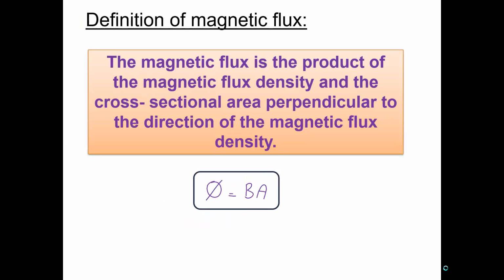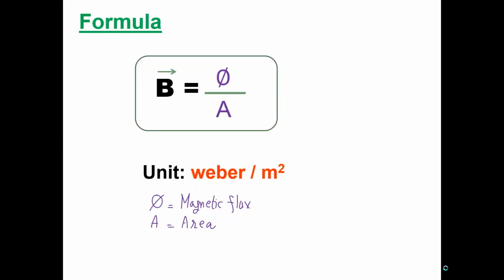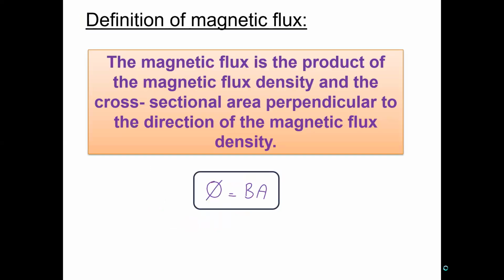Definition of magnetic flux. The magnetic flux is the product of the magnetic flux density and the cross-sectional area perpendicular to the direction of the magnetic flux density. Actually, this is coming from the previous formula, B is equal to phi upon A. So if you make phi the subject, you can make a definition of magnetic flux. Phi is equal to B into A. You have to copy this screen.